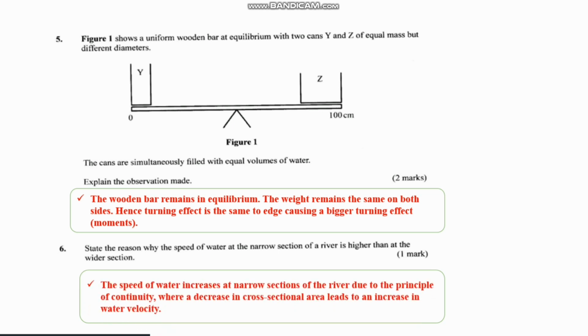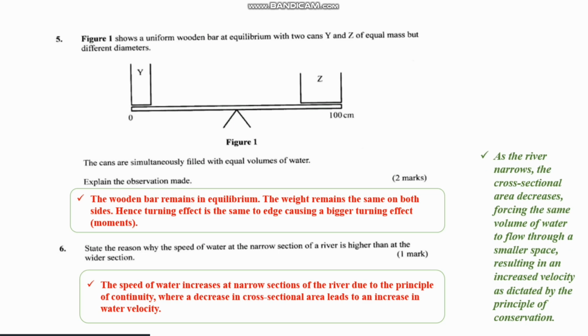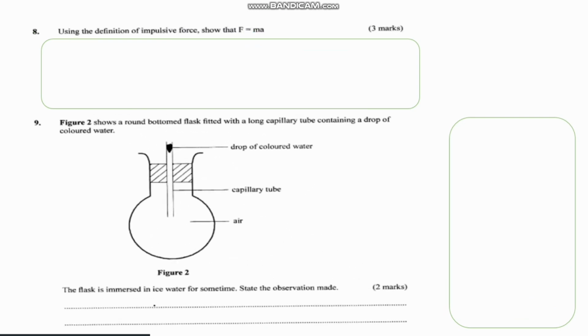So the speed of water increases at a narrow section of the river due to the principle of continuity, where a decrease in cross-sectional area leads to an increase in water velocity. This one I've explained. As the river narrows, the cross-sectional area decreases, forcing the same volume of water to flow through a smaller space, and this results in an increased velocity as dictated by the principle of continuity. Let us look at the next question.